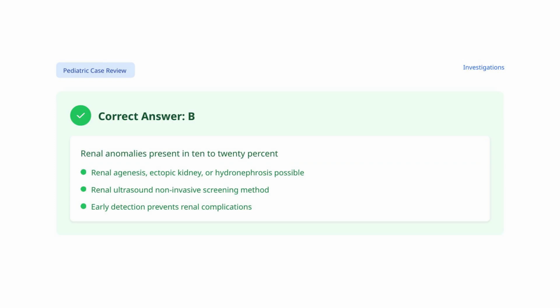Renal anomalies are present in 10 to 20% of Goldenhar syndrome patients. Possible findings include renal agenesis, ectopic kidney, or hydronephrosis. Renal ultrasound provides non-invasive screening for these abnormalities. Early detection through screening prevents potential renal complications and guides appropriate management strategies.